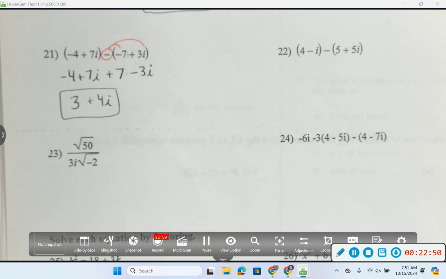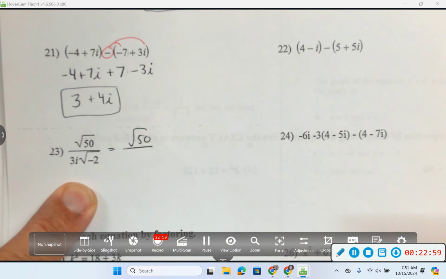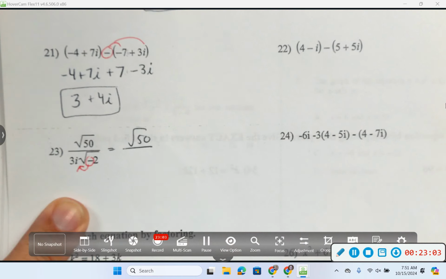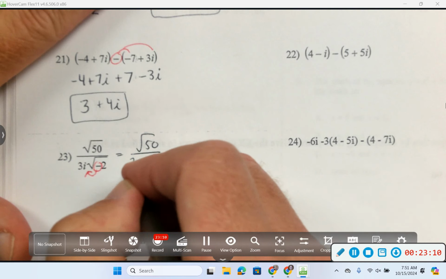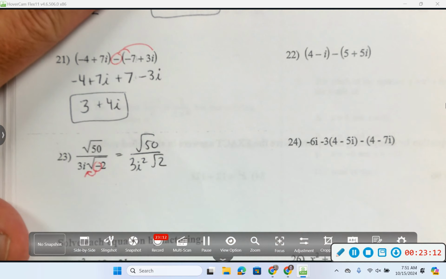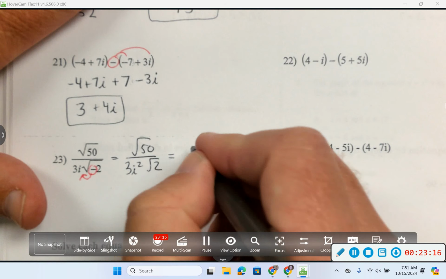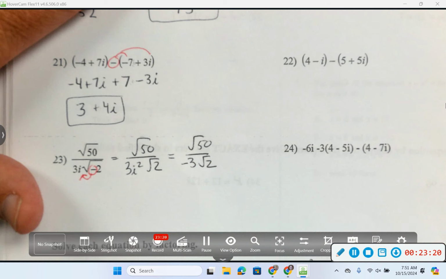Ooh, 23 looks weird. I don't know that we've seen one quite like that. Let's take the negative out. When the negative comes out, it becomes an i. So that would make it i squared, so that would make it negative. Then I have i squared. I'm starting to skip too many steps here. I mean, if you can do it, fine. Just be careful. So root 50 over negative 3 root 2.